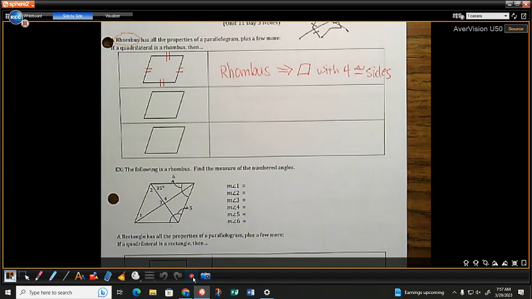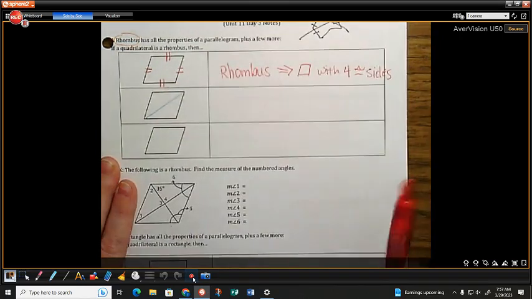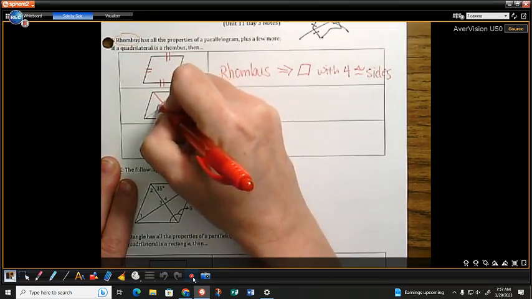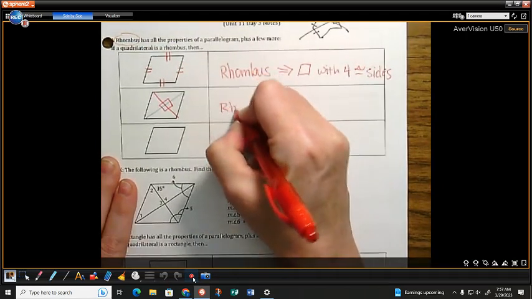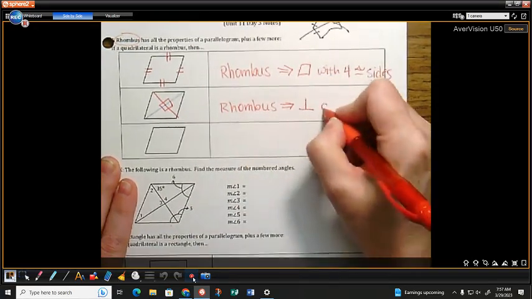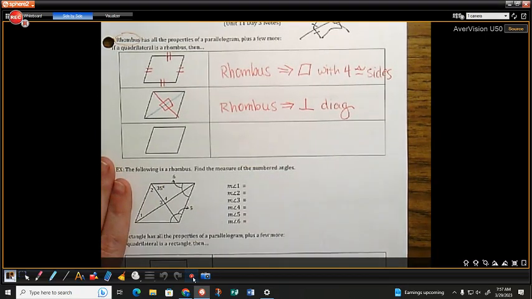Okay? So we get to come do that over here. So what you're going to do is you're going to draw one diagonal. You're going to draw your other one. And so if you have a rhombus, you're going to have perpendicular diagonals. Does that happen in every parallelogram that exists? No. That only happens in the rhombuses.